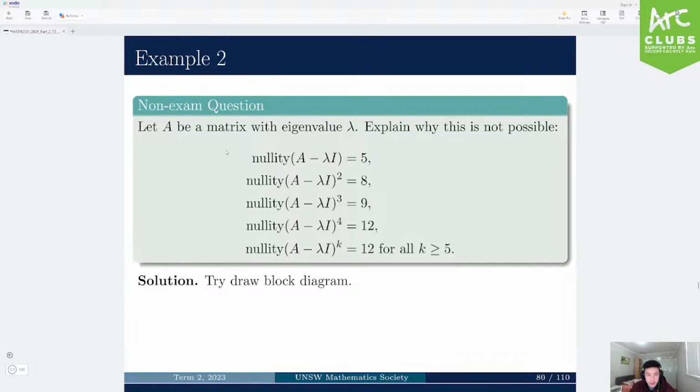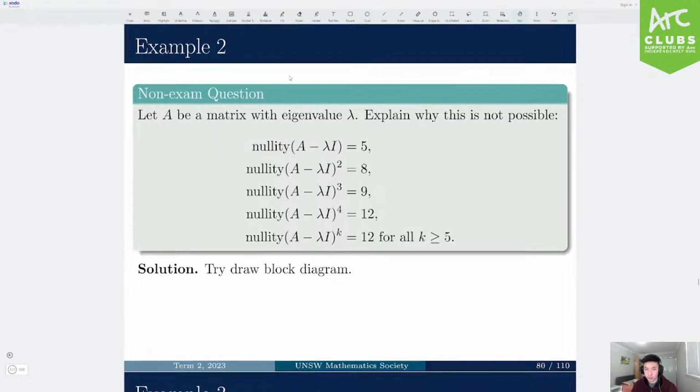Okay, quick example here. So suppose A is a matrix with eigenvalue lambda, and we want to explain why the following is not possible. For these types of questions, you just want to draw the block diagram to see what's going on. The nullity of A minus lambda I is equal to 5, so it's going to be 5 blocks in the base level. Nullity of A minus lambda I squared is 8, so we have to add on another 3 blocks on top.